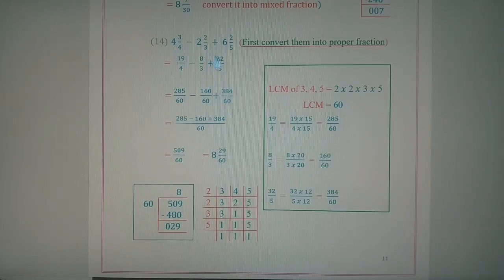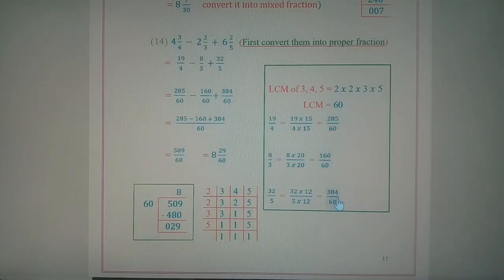The third fraction 32 upon 5 should be multiplied with such a number that the denominator 5 is converted into the LCM integer 60. The denominator 5 when multiplied with 12 we get 60. So the same number 12 should also be multiplied with the numerator 32. 32 12s are 384 and 5 12s are 60. So the equivalent fraction of 32 upon 5 will be 384 upon 60.